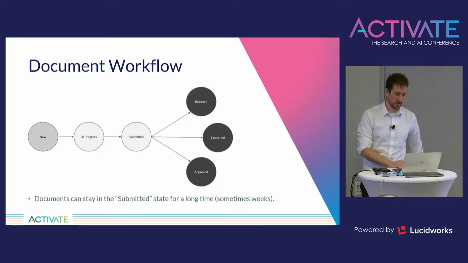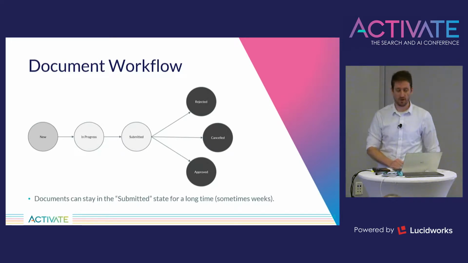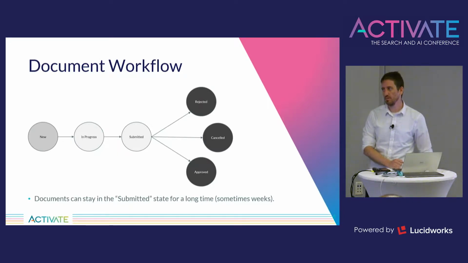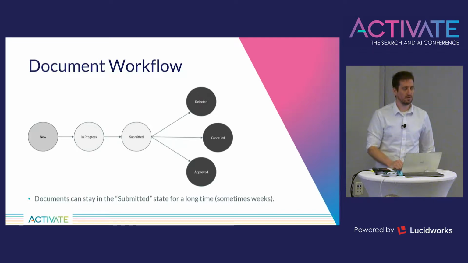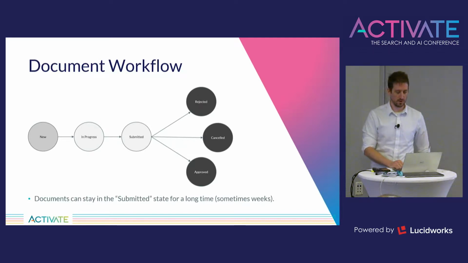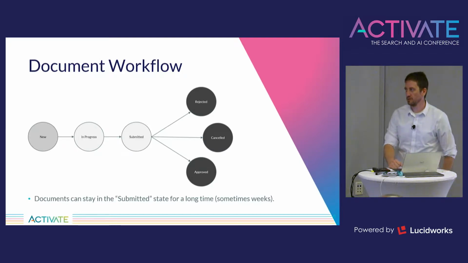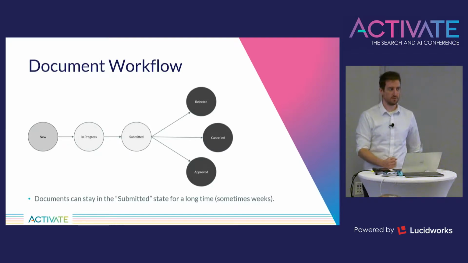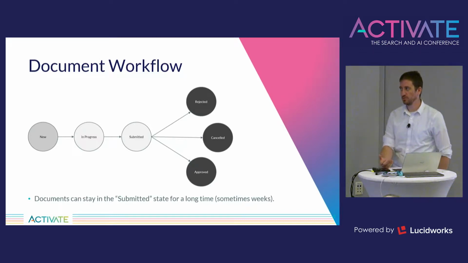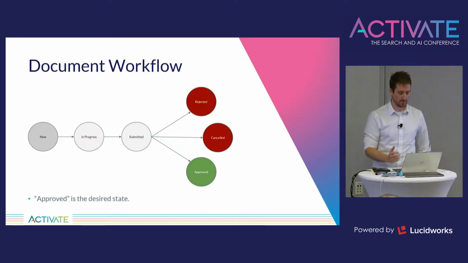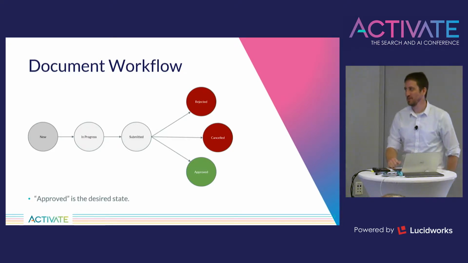In the submitted state, documents can sit there for a long time, sometimes days, sometimes weeks. It's really hard to tell. Based on the attributes of the document and some things, it could sit there for a little while. And so then there's three terminal states once it gets submitted. The document can be rejected, the document can be canceled, or the document can be approved. So you might have guessed, the approved state is the one that we're looking for. So that's our $10,000 Plinko slot.